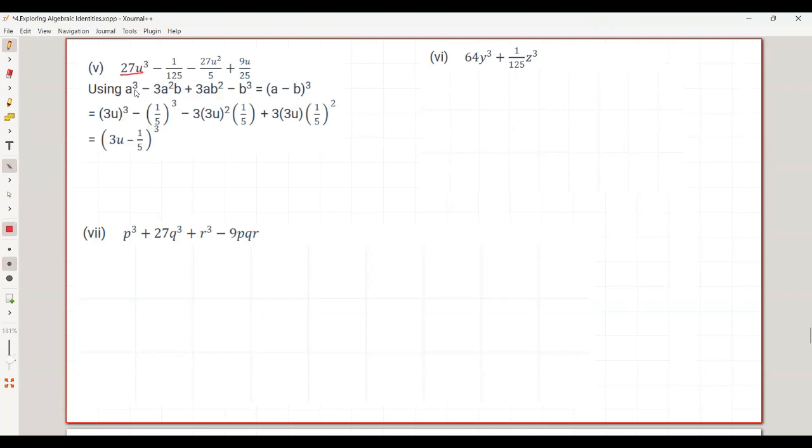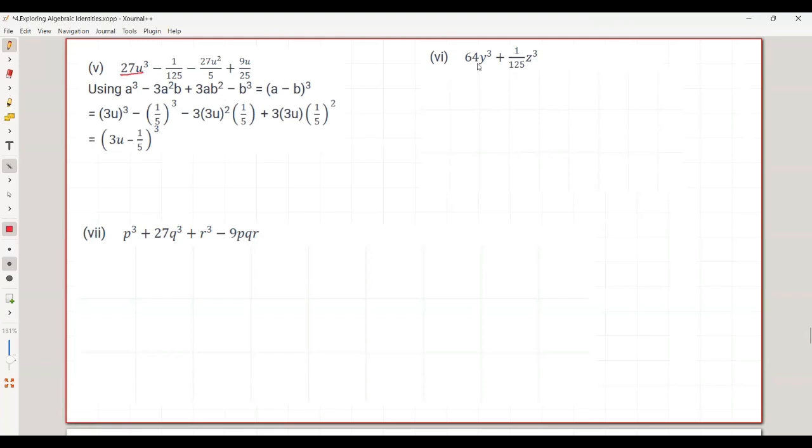Okay. Here the formula is given in reverse order: a cube minus b cube format is given. Then only is it coming as 3a square b plus 3ab square. The order is changed, so have a glance.